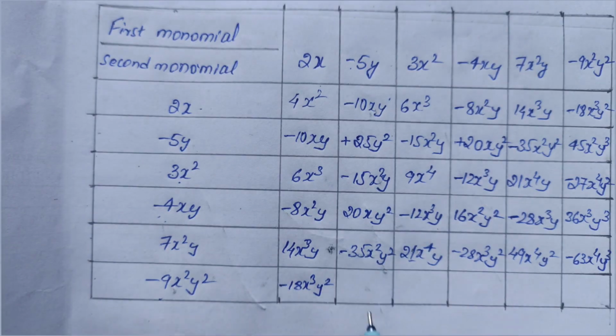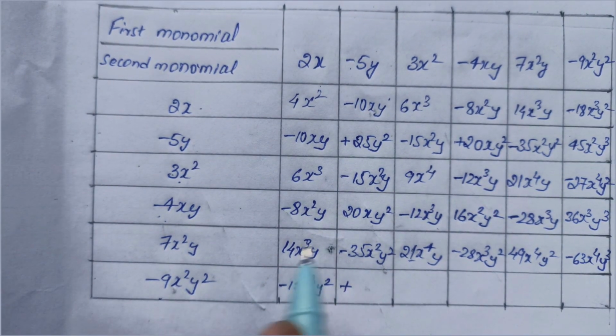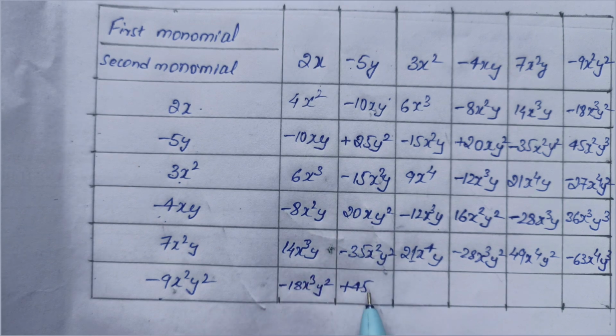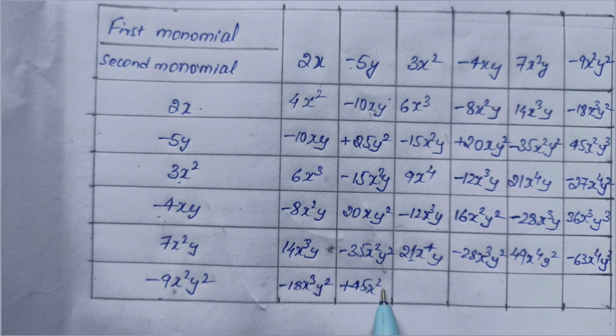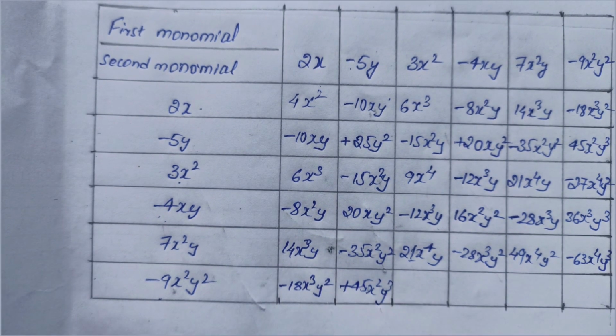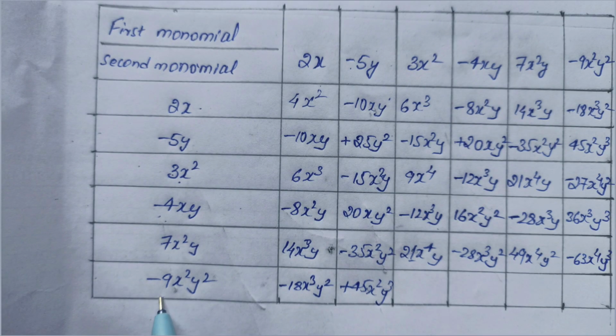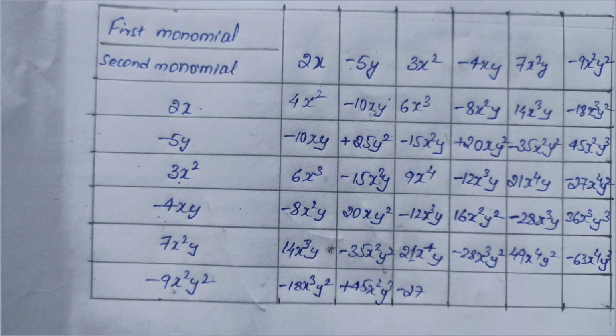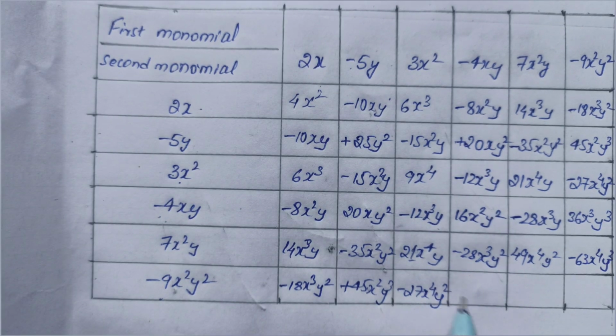Now minus into minus is plus. 9 5s are 45. x square into 1 is x square. y square into y is y cube. Now minus into plus is minus. 9 3s are 27. x square is x raised to 4, y square as it is.